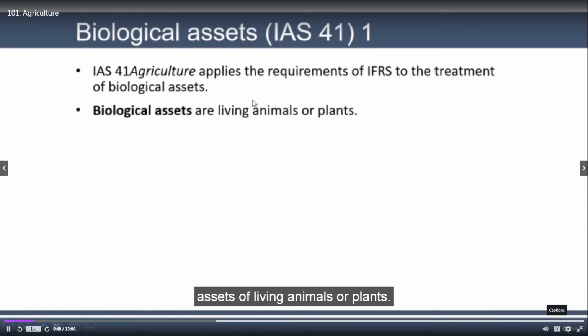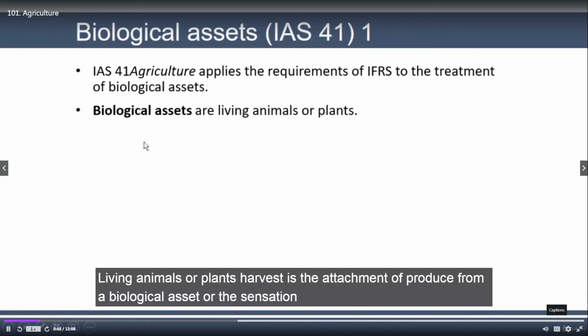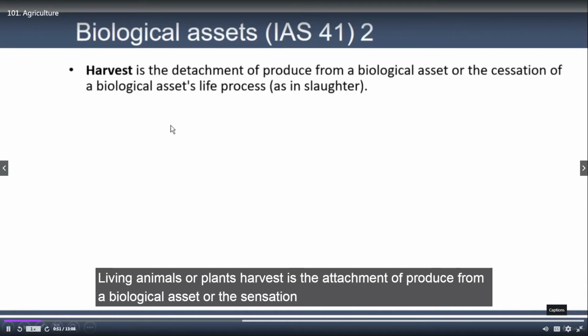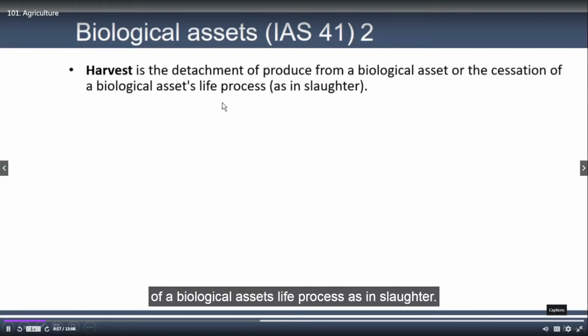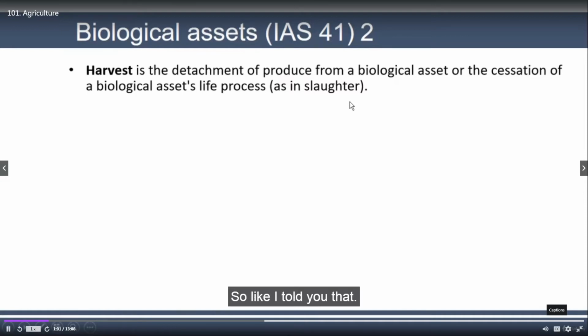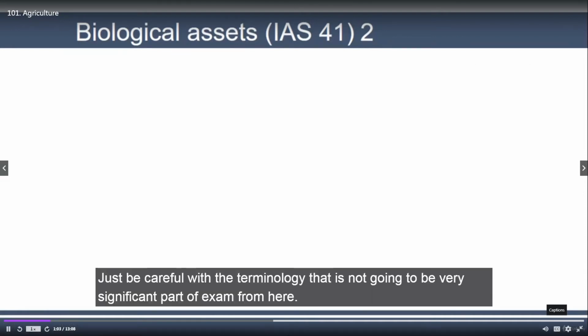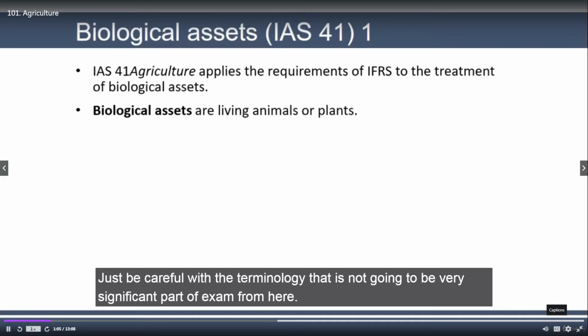Biological assets are living animals or plants. So you need to understand the definitions carefully. Living animals or plants. Harvest is the detachment of produce from a biological asset or the cessation of a biological asset's life process, as in slaughter. So, like I told you, just be careful with the terminology. There is not going to be a very significant part of the exam from here.